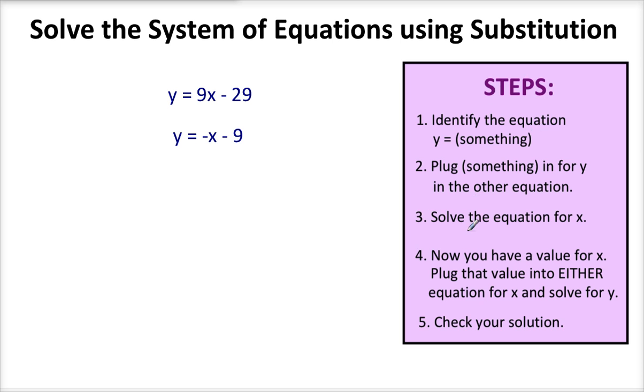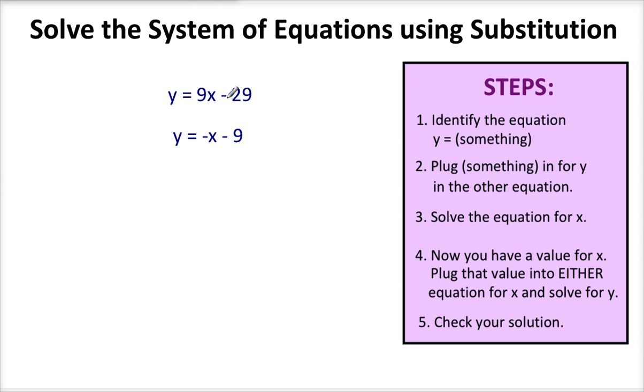So here are the steps for solving using substitution. These steps are going to be here for you to look at, but I'm going to try to do them just from memory, and that's what I hope that you guys will be able to do eventually and with enough practice. So here's the system, and I notice that my equations tell me that y is equal to 9x minus 29, and y is also equal to negative x minus 9. Now these look kind of interesting, but this is actually going to work out really well.